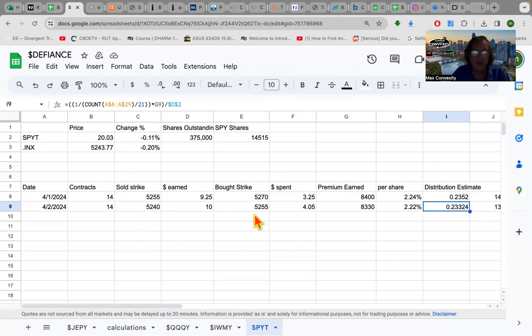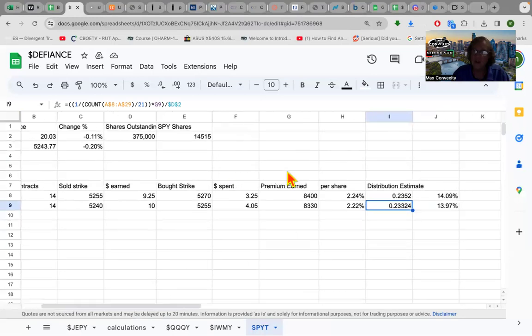We sold this strike, which is the 52. Wait, we sold the 52.40 strike, and then we bought the 52.55 strike. So we are on the hook. We're short, and that's dangerous. So we're short between 40 and 55. But at 55, we're long again, and we own SPY shares. So this is a totally different trade.